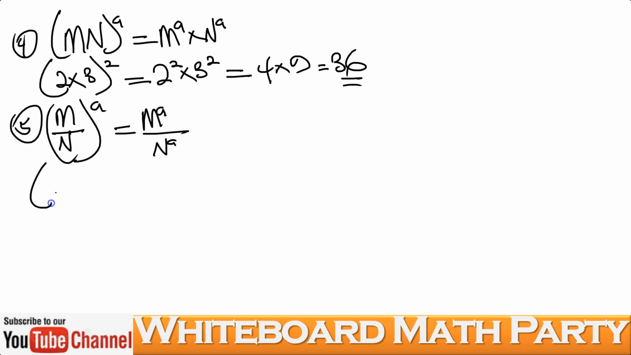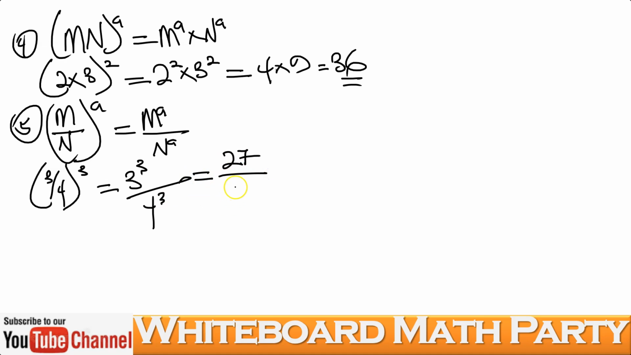Let's apply it immediately. 3 divided by 4, all raised to the power of 3, is the same thing as 3 raised to the power of 3 divided by 4 raised to the power of 3. If we further simplify this, 3 raised to the power of 3 is 27 and 4 raised to the power of 3 is 64. This is our answer. It's as simple as that.